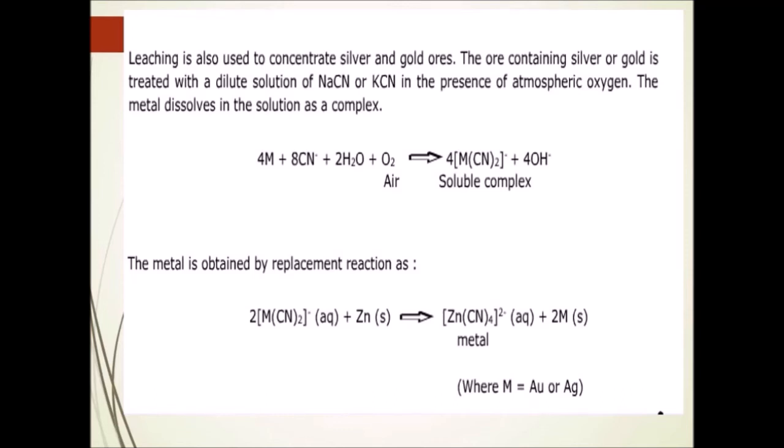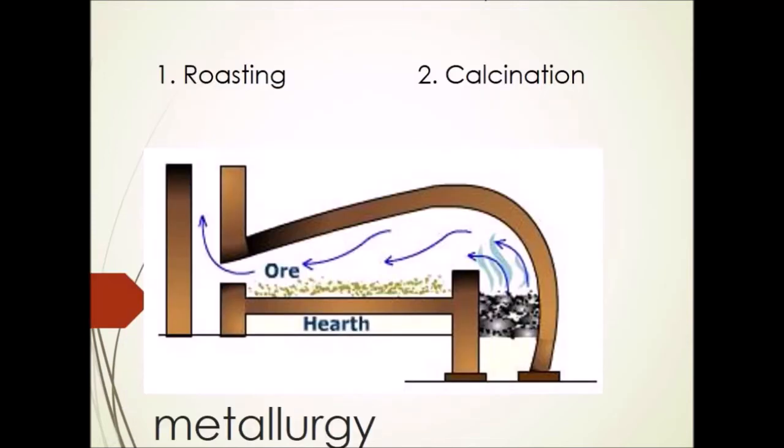First is conversion of concentrated ore to oxide form. In this process, the concentrated ore which is in the form of hydrated oxide, carbonate or sulfide can be easily converted to its oxide by 2 methods, that is calcination and roasting. First, calcination. It is a process of heating the concentrated ore strongly in limited supply of air or in absence of air. I repeat, calcination is carried out in limited supply of air or absence of air.